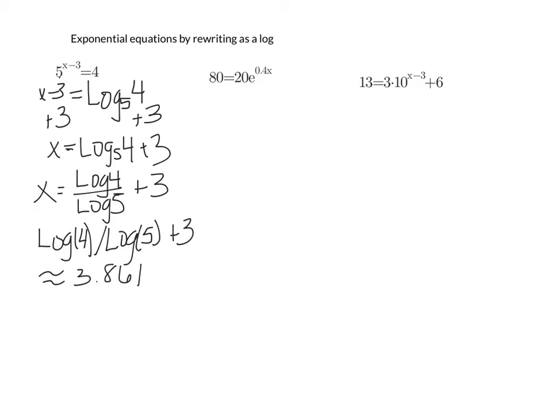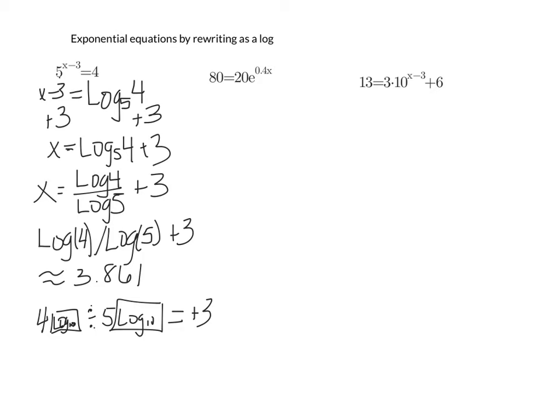3.861. Now if your calculator is the other way, or you're using an iPhone calculator, you actually use the 4, and then you hit the log 10 button, or log, and then divided by 5, and then your log 10 button, and then equals, then plus 3. And you should get your 3.861 with that.